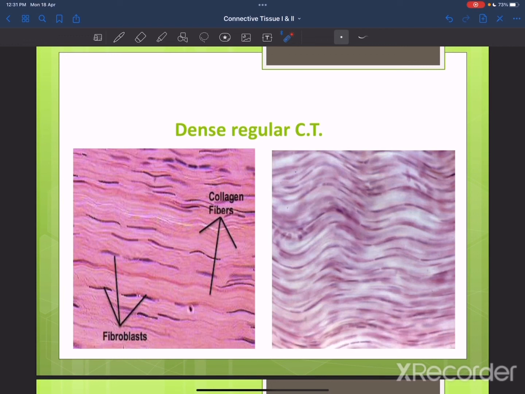Notice there is no empty space in the slide. The empty space is the space for the ground substance. Since the fibers fill the slide, you cannot recognize empty spaces in between. The nuclei are few and the ground substance is minimal. So this is another criterion to differentiate the slide under the microscope.